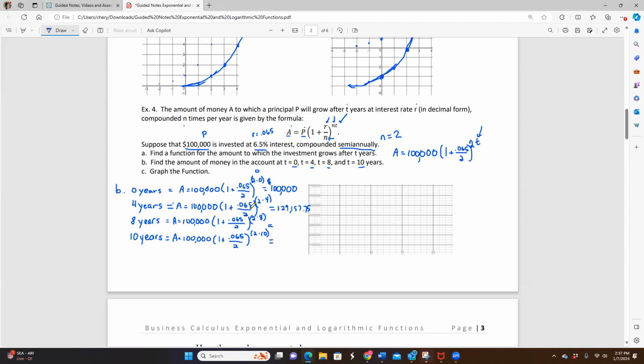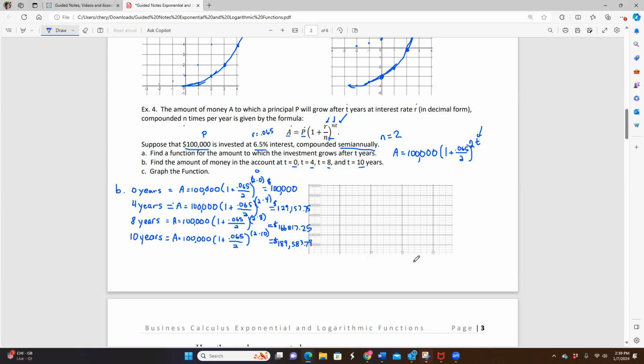Now, similarly here, we're going to take it to the eighth power. Plugging that into our calculator, we're going to get 166,817 dollars and 25 cents. And then we'll plug in 10 and get 189,583.79.